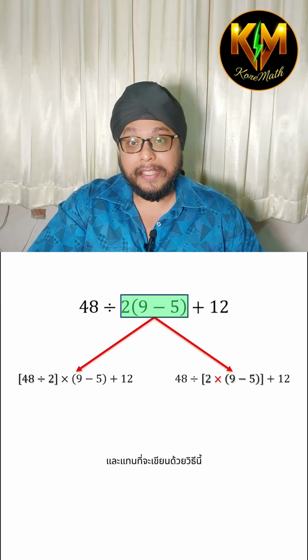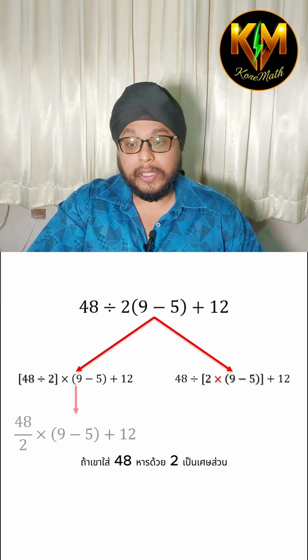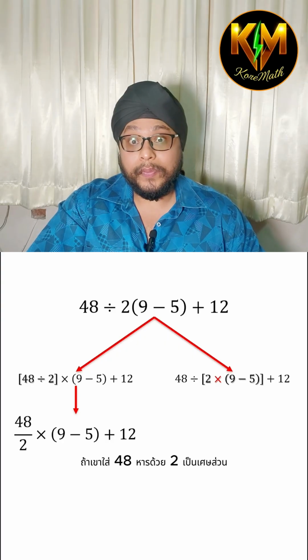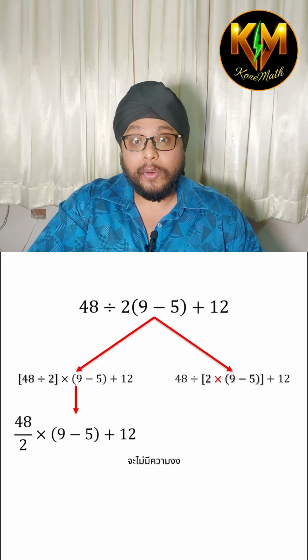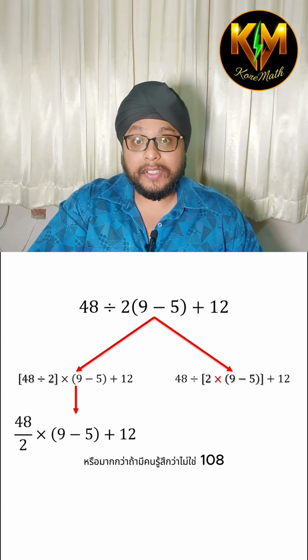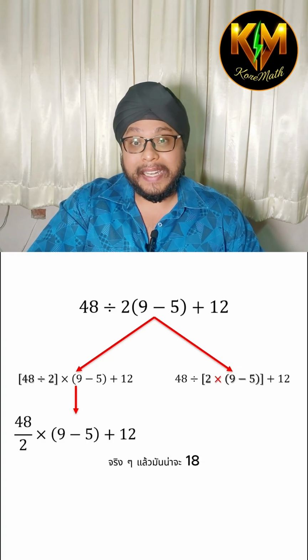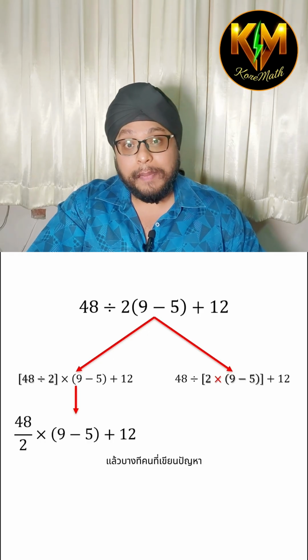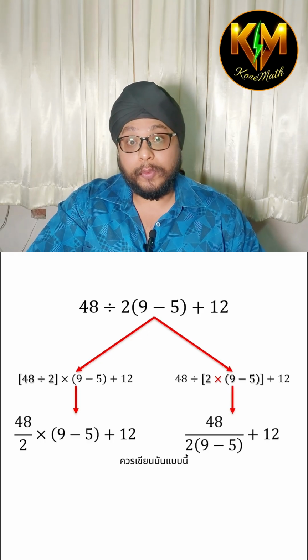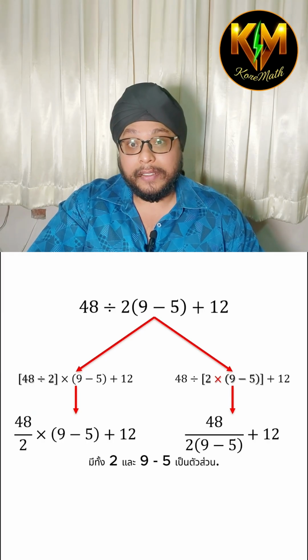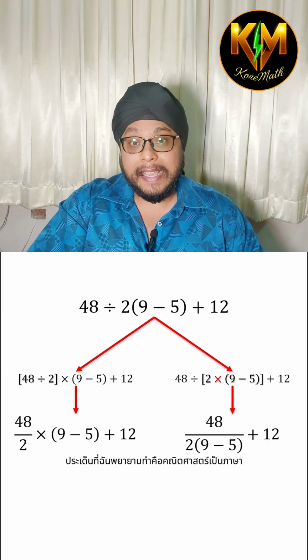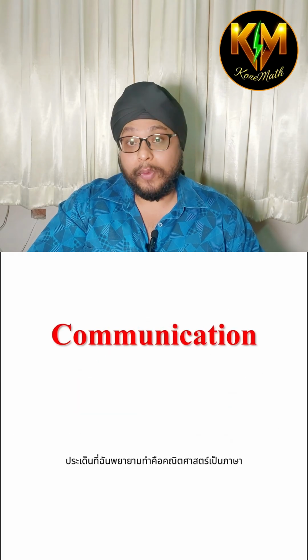And instead of writing it in this way, had they just put 48 divided by 2 as a fraction, and then written out the rest of the problem like that, then it would have been clear that you want to solve it by the first method. There would be no question. Or rather, if someone felt that actually 18 was the correct answer, then maybe the person writing the problem should have written it like this, with both 2 and 9 minus 5 in the denominator. The point I'm trying to make is that math is a language.